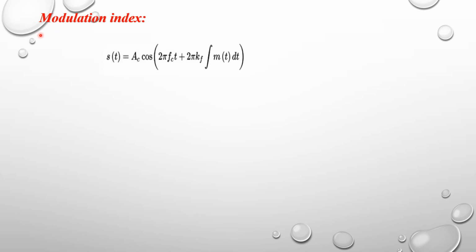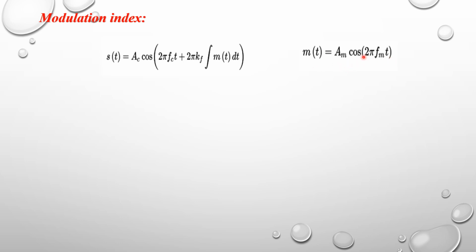We know that s of t is equal to Ac cos 2 pi fc t plus 2 pi kf times the integration of m of t dt, where Ac is the carrier signal amplitude, fc is the carrier signal frequency, kf is the frequency sensitivity factor, and m of t is the message signal. The m of t is equal to Am cos 2 pi fm t. Just replace m of t with Am cos 2 pi fm t.